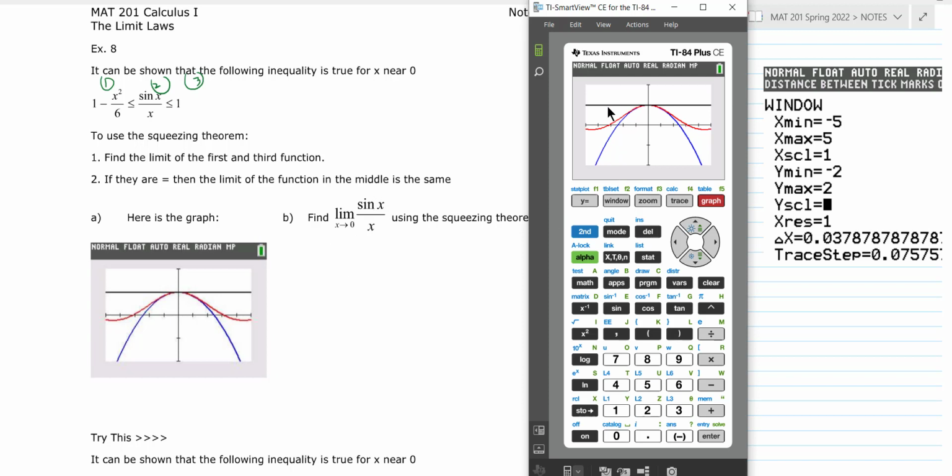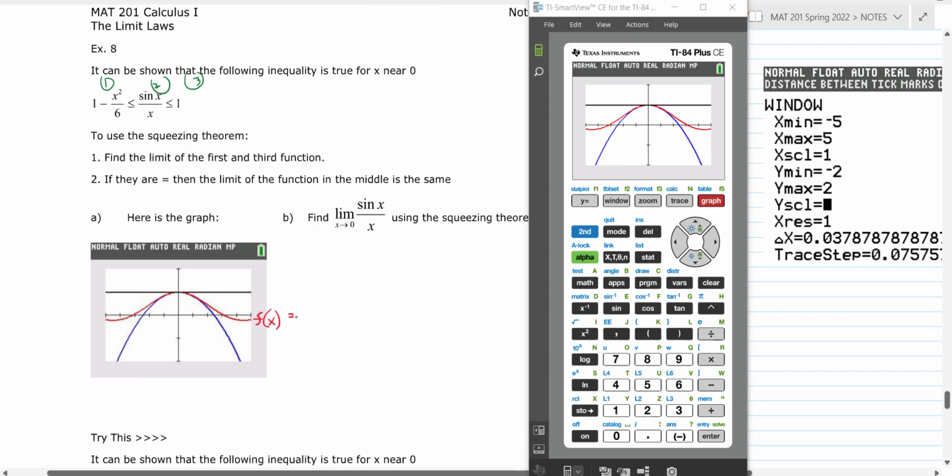So it's sandwiched. Its function values are always under the function 1, and they always seem to be above the parabola 1 minus x squared over 6. So you're sandwiched in the middle. If you want to label these, you can. Let's do this kind of like this. So f of x is the one in the middle.